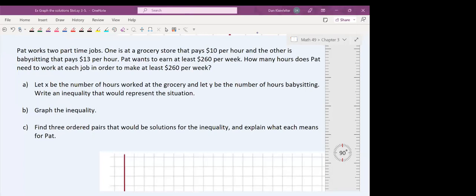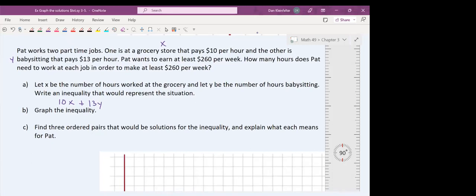All right, so we're going to let x be the hours worked in the grocery store, and y will be the hours babysitting. So Pat makes $10 an hour at the grocery store, so $10 an hour times x hours at the grocery store, and then $13 an hour for babysitting times the number of hours spent babysitting.